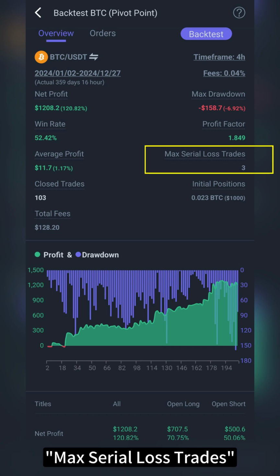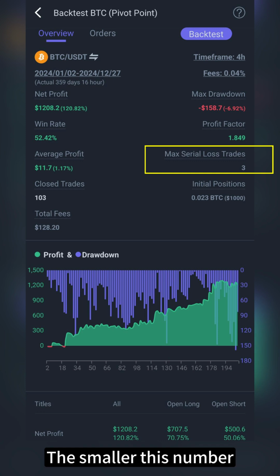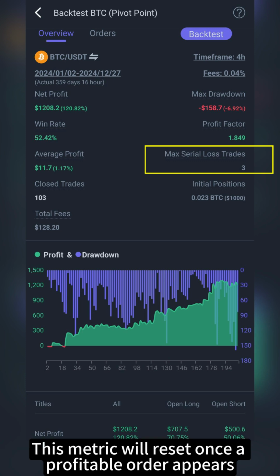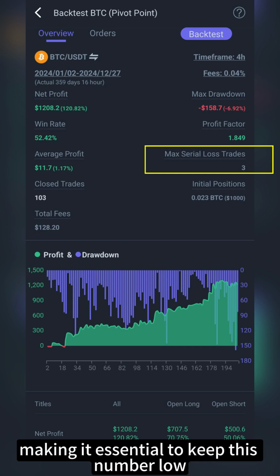Max serial loss trades, the number of consecutive losing orders. The smaller this number, the better, ideally no more than 7. This metric will reset once a profitable order appears. Continuous losses can lead to significant psychological pressure, making it essential to keep this number low.